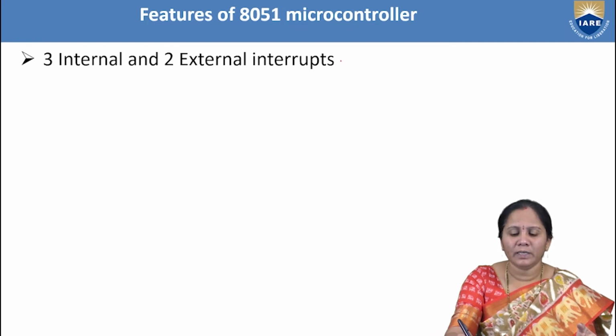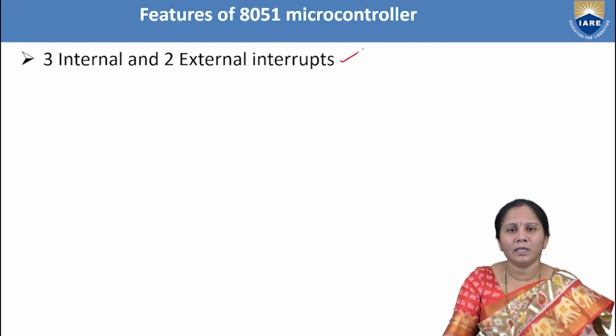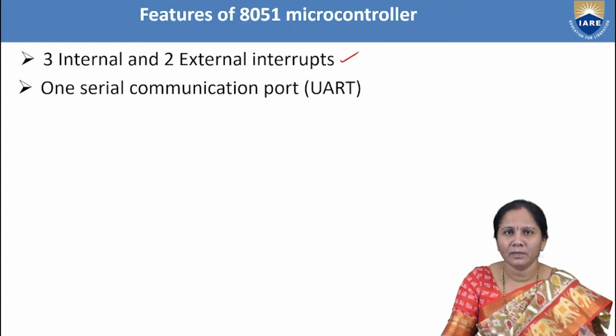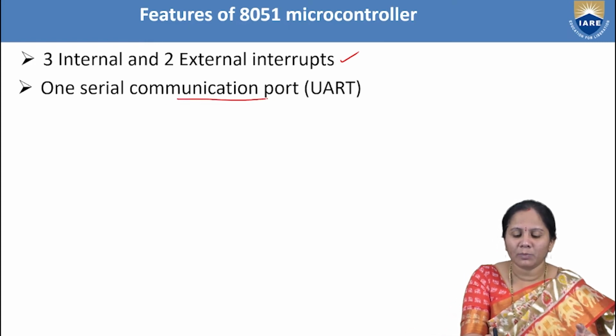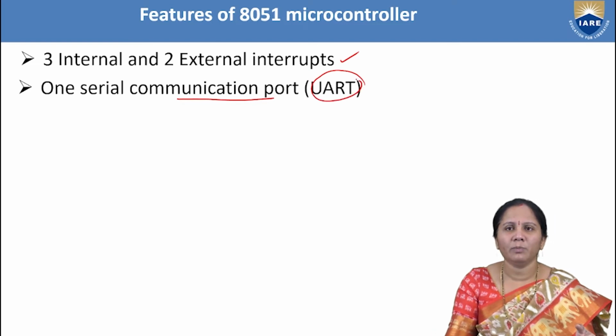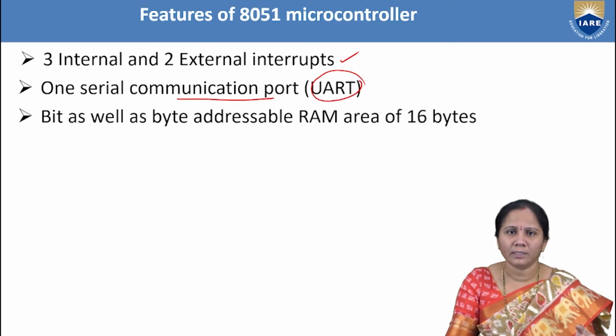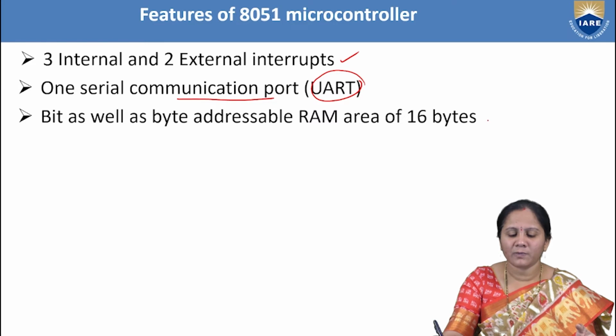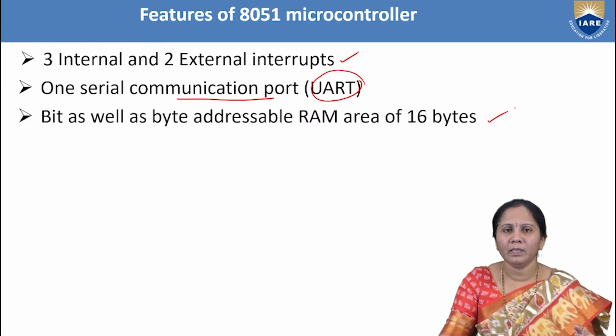And along with that, interrupts are also available, 3 internal and 2 external interrupts, and 1 serial communication port. So we are going to talk about this serial communication port, UART. And a bit as well as byte addressable RAM area is available, which is 16 bytes.